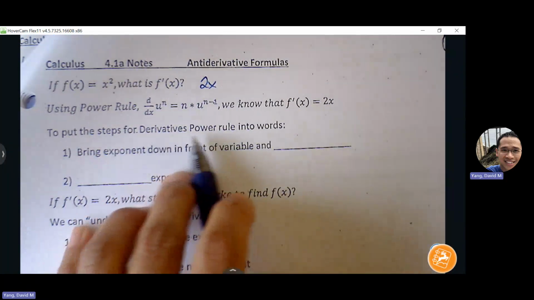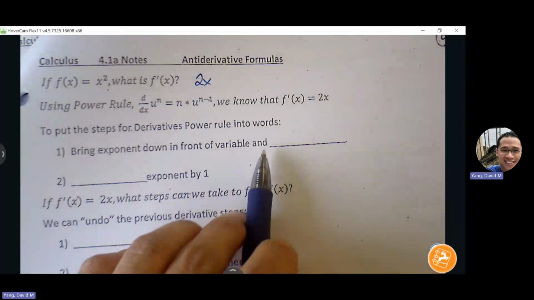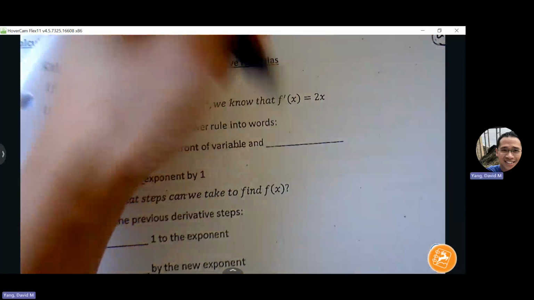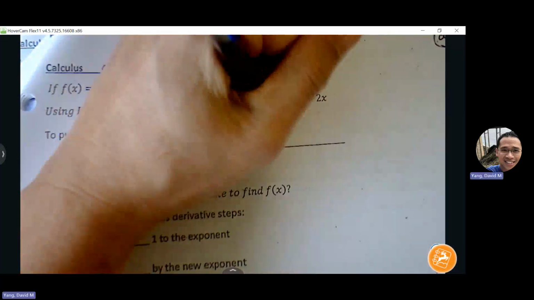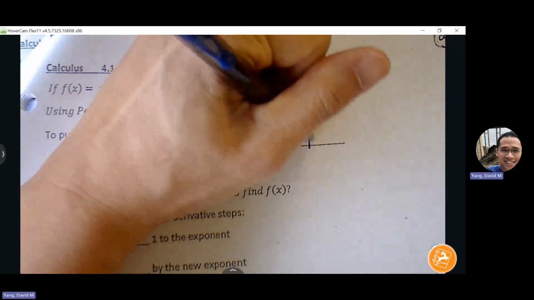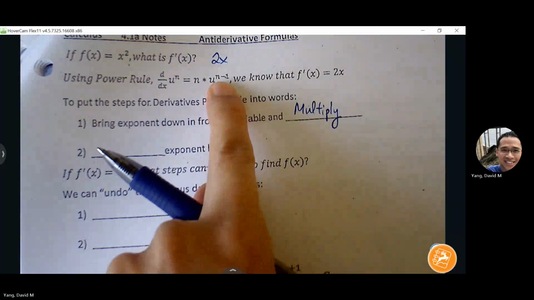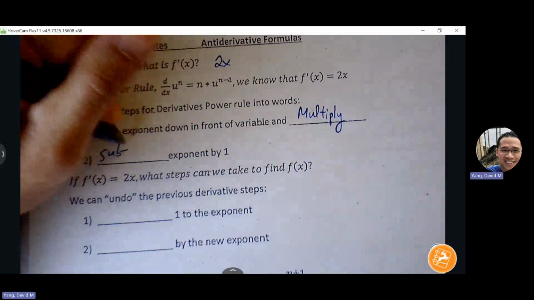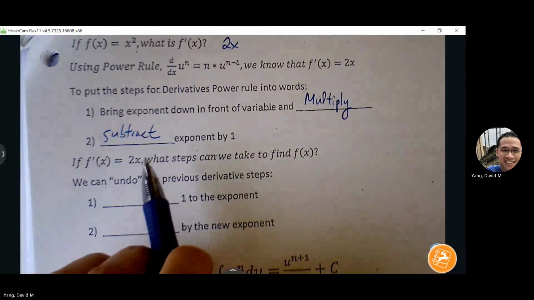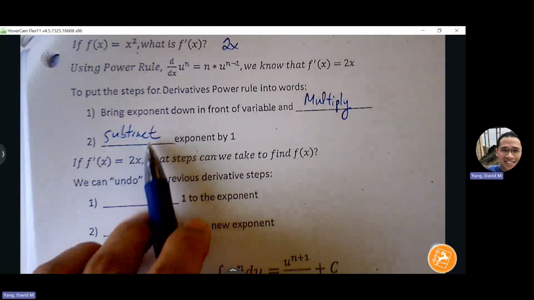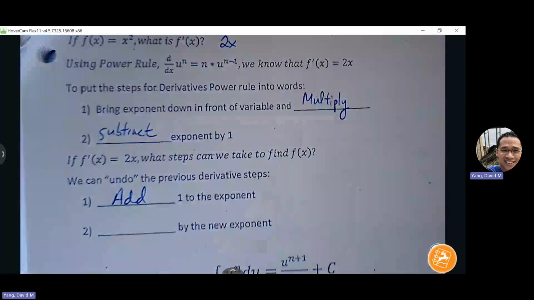So if we think about putting the derivative power rule into words, we bring the exponent down in front of the variable, and initially, when that 2 comes down, it does what with the x? Multiply, yeah. And then we do what after that? Subtract 1. So imagine if we wanted to go back to where we came from, then instead of subtracting 1, we would do what? Add 1. Yep. So we're going to add 1 to the exponent and divide.